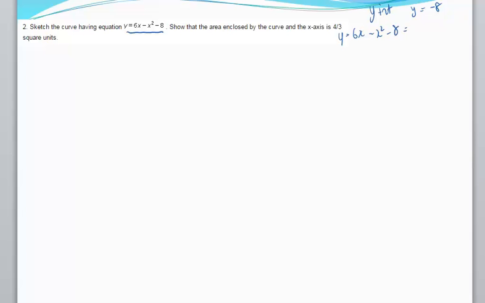We can simplify y equals 6x minus x squared minus 8 to minus (x minus 4)(x minus 2). So our x-intercepts will be at x equals 4 and x equals 2.